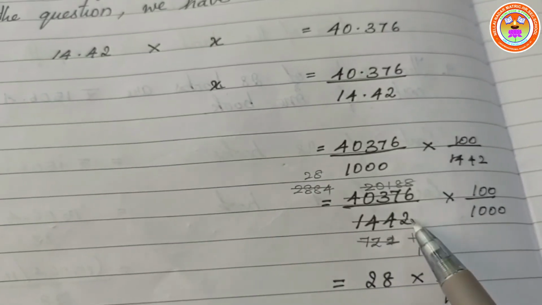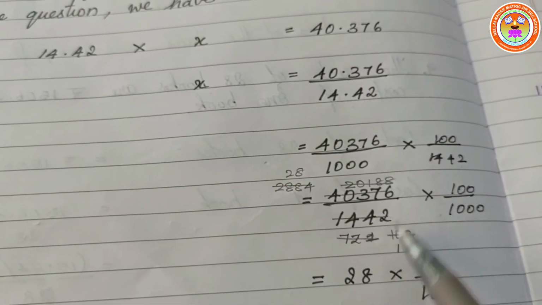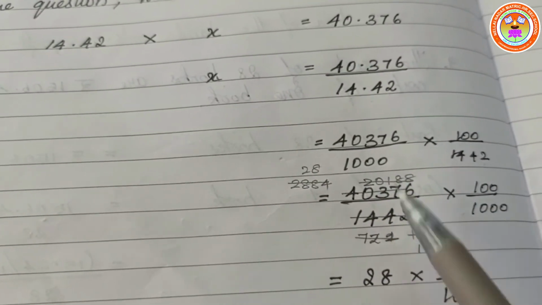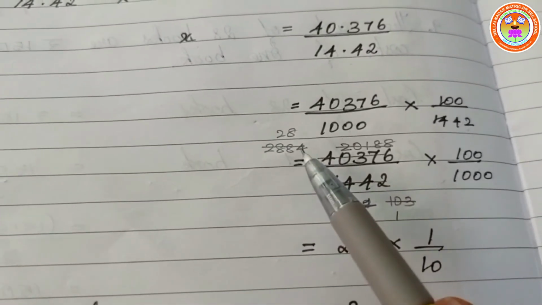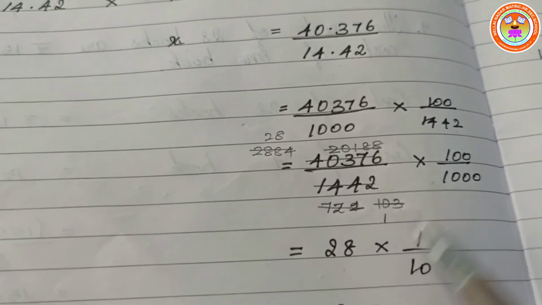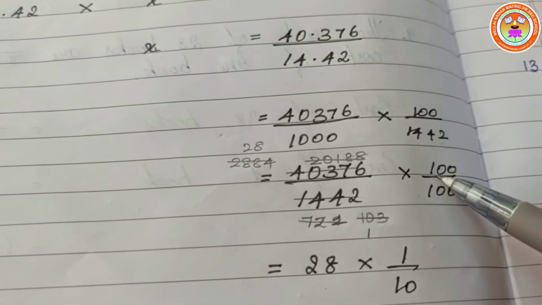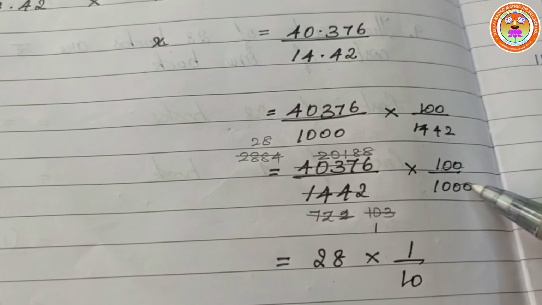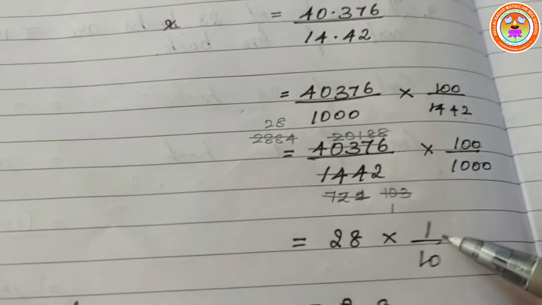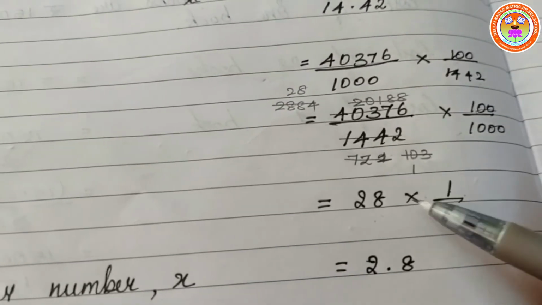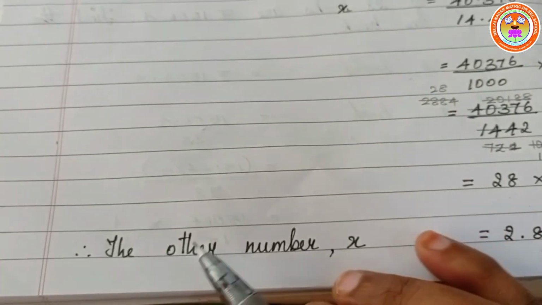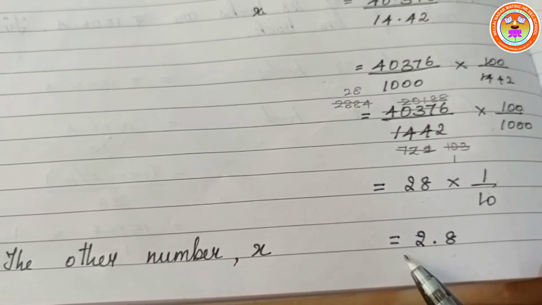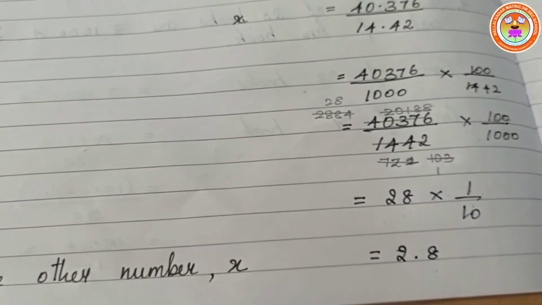Next, by cancelling, okay. So, here the total cancellation I have done here. After cancelling, you will get 28. Into this, you have 2 zeros and 2 zeros. So, balance 1 by 10. So, 28 into 1 by 10, which is 28 by 10, which is equal to 2.8. Therefore, the other number x is equal to 2.8. Understood, ma?